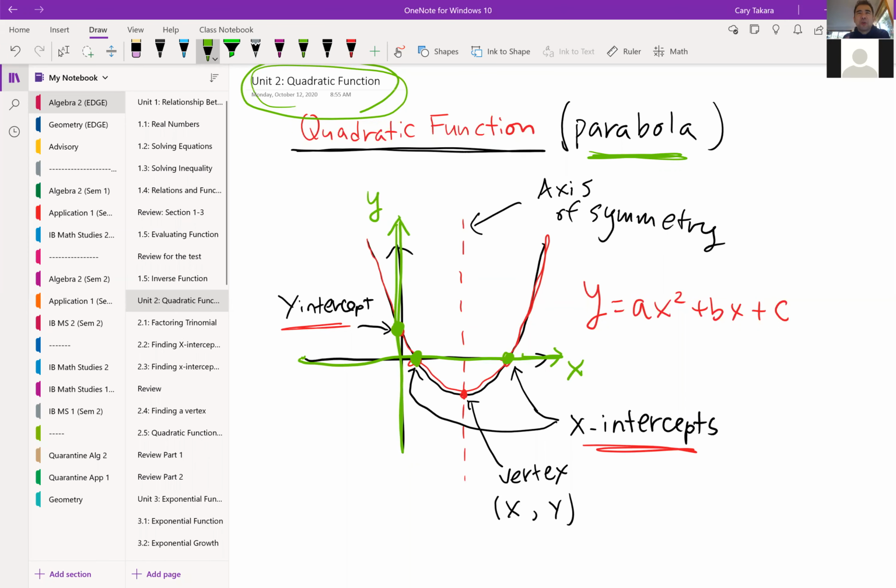And basically the main goal for this unit is that you be able to find those critical locations: x-intercepts, y-intercept, and the next one is called the vertex, right here. It's the very bottom, or if it's upside down, it's the very top of the parabola. The parabola could be upside down too, okay, and this location is the vertex, and we need to be able to find that, okay.